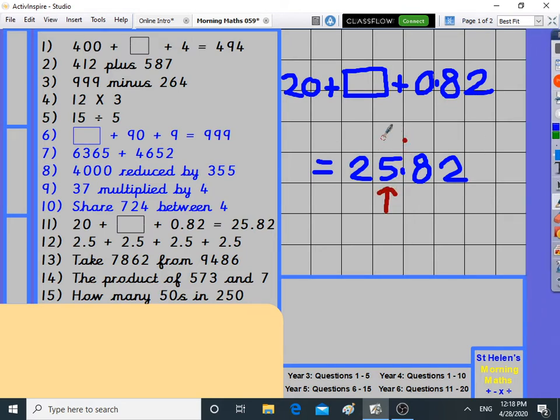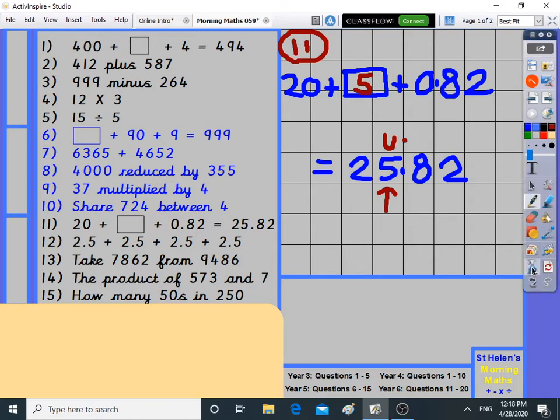Decimal point lines up. It's units, isn't it? It's 5 units. See if that works. 20 plus 5 is 25, and 0.82 is 25.82. So it was the 5 that was missing. Didn't put the question number on, did I? That was question 11. Let's move on to question 12.